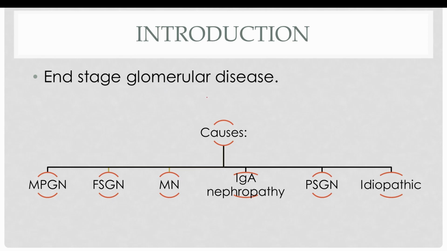So there may be a history of acute glomerulonephritis, or in some cases there is no apparent history of acute glomerular disease. The causes of chronic glomerulonephritis include membranoproliferative glomerulonephritis, focal segmental glomerulonephritis, membranous nephropathy, IgA nephropathy, and post-streptococcal glomerulonephritis, which occasionally progresses to end-stage renal disease. In certain cases, there is no identifiable cause of chronic glomerulonephritis.